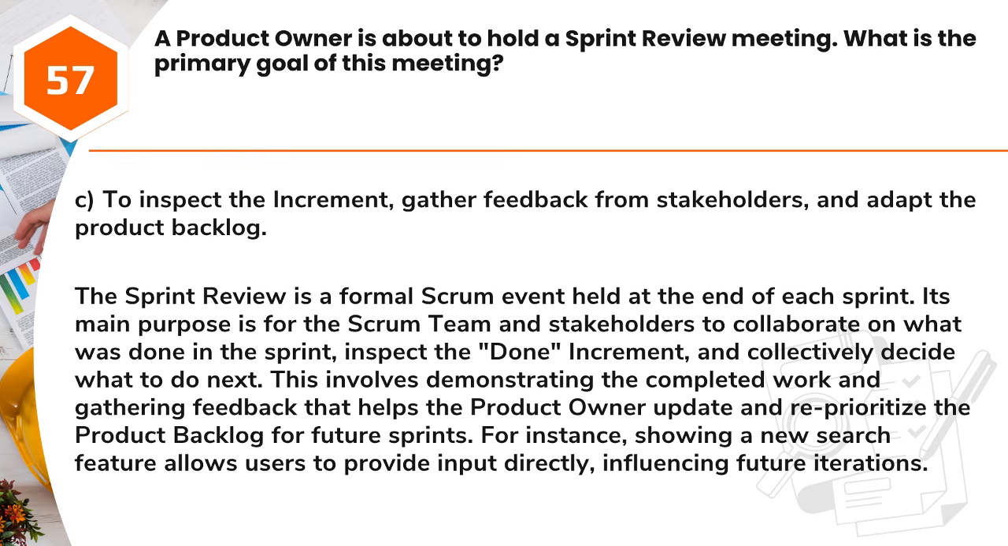Answer: C. To inspect the increment, gather feedback from stakeholders, and adapt the product backlog. The sprint review is a formal Scrum event held at the end of each sprint. Its main purpose is for the Scrum team and stakeholders to collaborate on what was done in the sprint, inspect the done increment, and collectively decide what to do next.